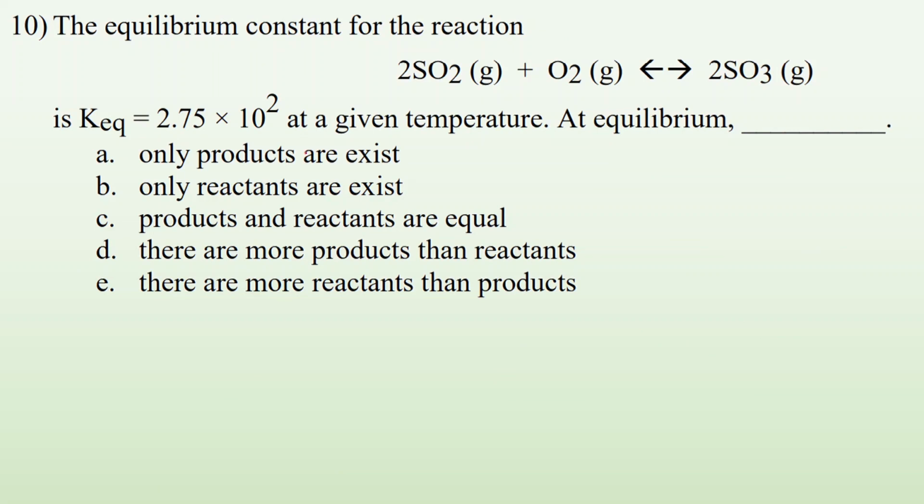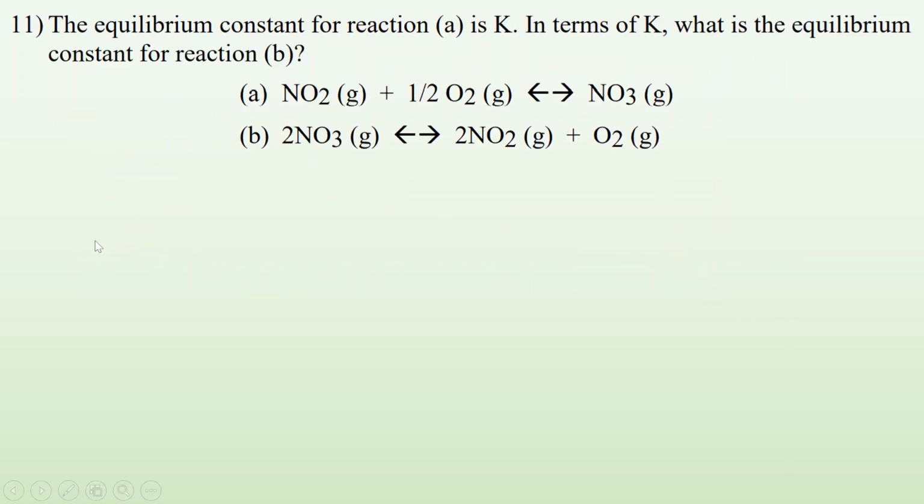Okay, number 10, the equilibrium constant for the reaction, here it is, this number at a given temperature. At equilibrium, all right, same kind of question, but this time the number is different. We got 2.75 times 10 to the second power. So we know that both products and reactants have to exist at equilibrium. This one, products are equal to the reactants? No. All right, that's almost never going to be it. There are more products than reactants. Well, let's see, 10 to the 2 is a big number, so I'm going to say, yeah, we have a bigger number over a smaller number, products versus reactants. So we got more products than reactants, right?